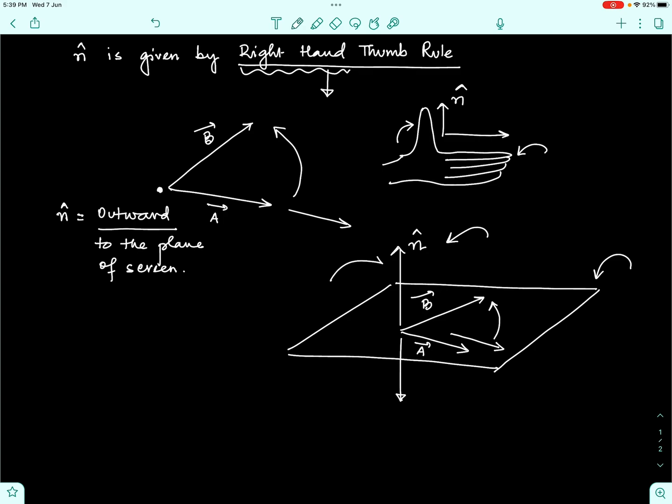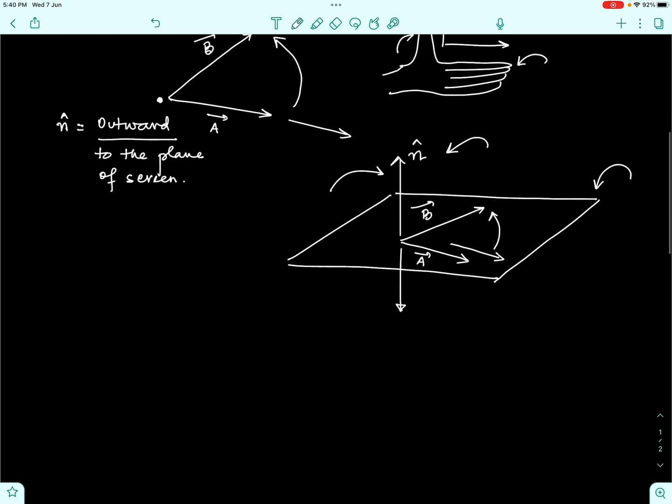So why are we choosing only this? Because this is coming from the right hand thumb rule. When we use the right hand thumb rule, it gives us the precise direction of n cap, which is the direction of A cross B. Okay, as we shall see questions based upon this, it will become more and more clear to us.